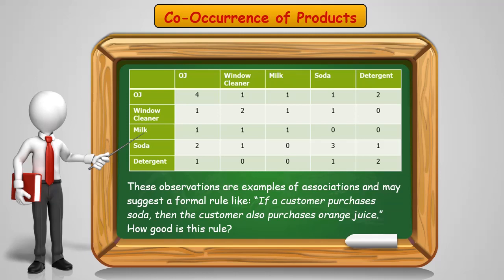So these observations are examples of associations and may suggest a formal rule, like if a customer purchased soda, then the customer also purchases orange juice. So what we want to find out is how good is this rule by looking at when somebody bought one item, what's the number of people who bought a similar item.